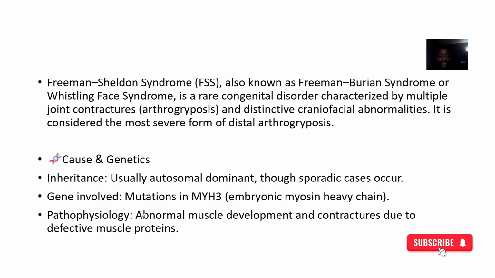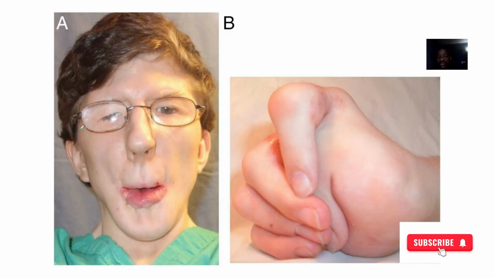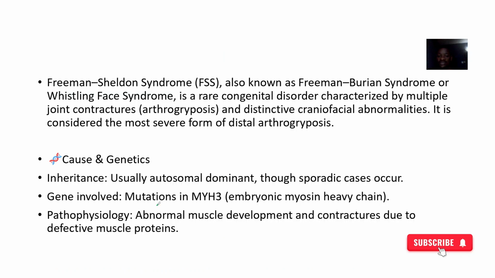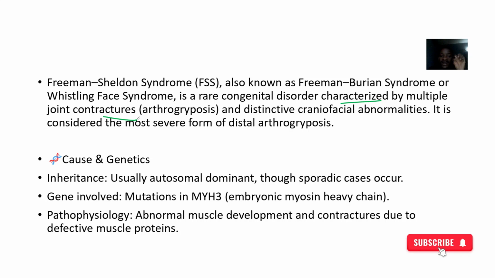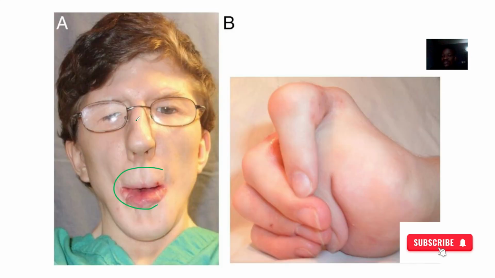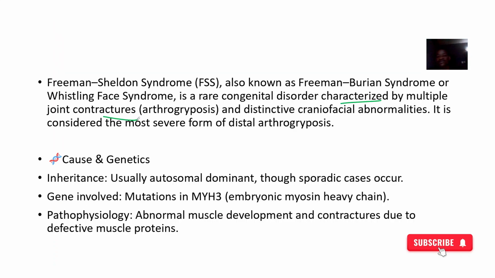So the Freeman Sheldon syndrome is also known as the Freeman Burian syndrome, or the whistling face syndrome. So your mouth is kind of like as if you are whistling. Do you understand? So that's what they call the whistling face syndrome. It's a rare congenital disorder characterized by multiple joint contractures. So your joints are just contracting, arthrogryposis, right? Arthrogryposis.